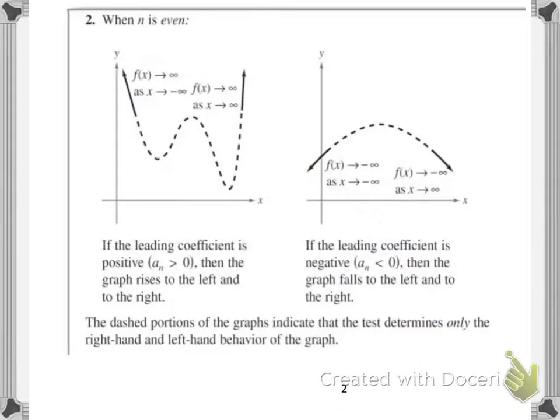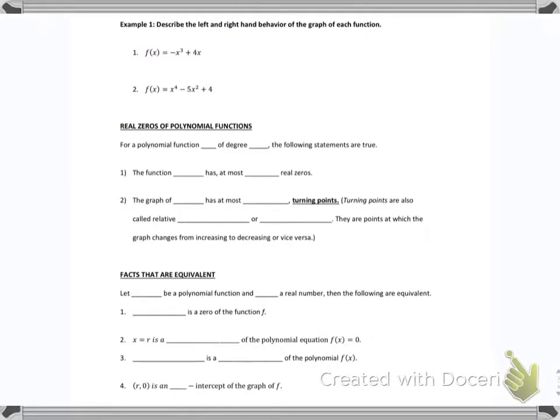Now when n is even and a sub n is positive, then they both go up. As x goes to positive infinity, f of x goes to positive infinity, and as x goes to negative infinity, f of x goes to positive infinity. And if n is even and the leading coefficient is negative, then they both go down, to the left and right. All right, so that's the gist of this. Now let's look at example 1, our first example.